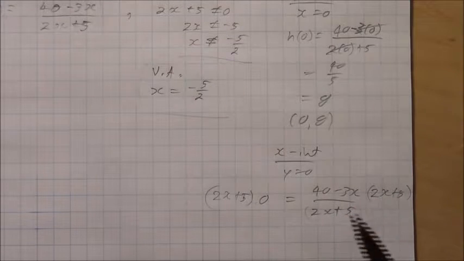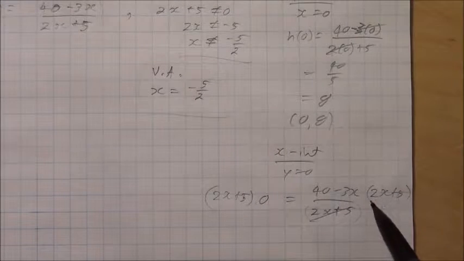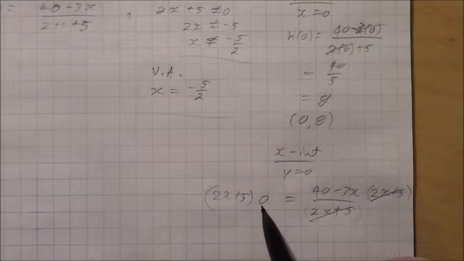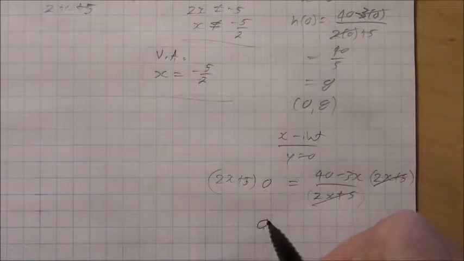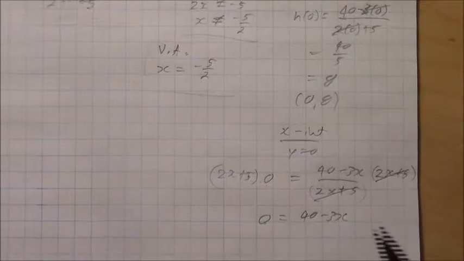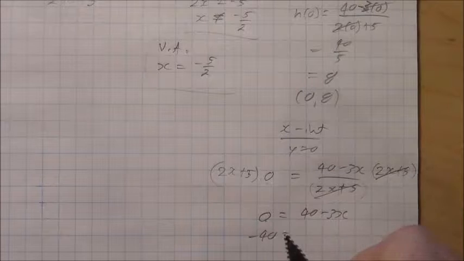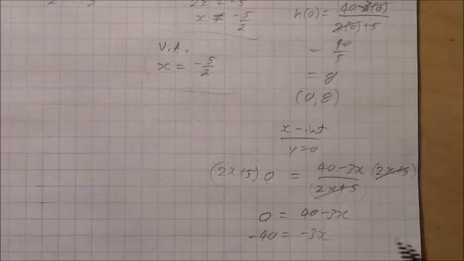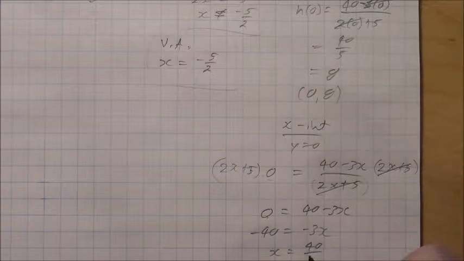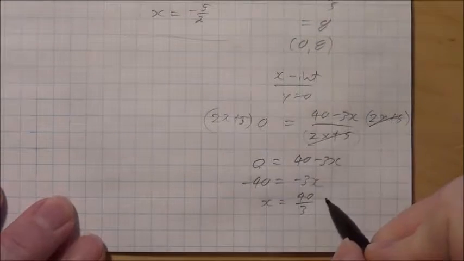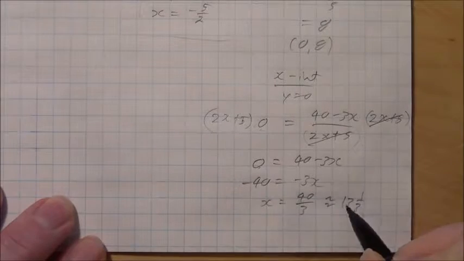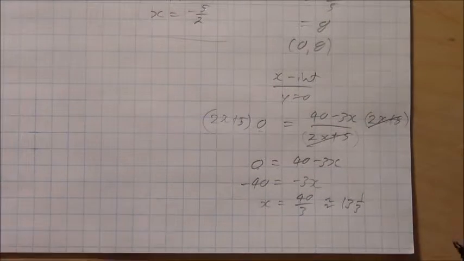Like that. And 2x plus 5 over 2x plus 5 equals 1. 2x plus 5 times 0 is 0. So we're left with 0 equals 40 minus 3x. And then I solve for x by subtracting 40 from both sides, and then dividing both sides by negative 3. So I get 40 over 3, which is approximately 13 and a third. Well, it is 13 and a third. It's approximately 13.3.